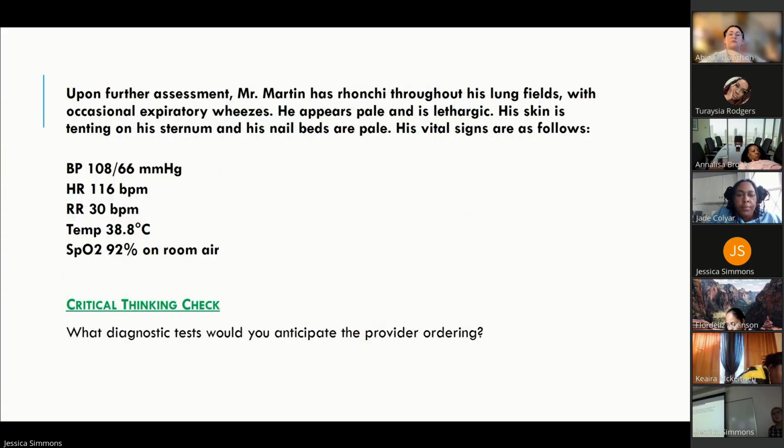Upon further assessment, Mr. Martin has rhonchi throughout his lung fields with occasional expiratory wheezes. He appears pale and is lethargic. His skin is tenting on his sternum and his nail beds are pale. His vital signs are as follows: 108/66, heart rate of 116, respiratory rate of 30, temperature 38.8, SpO2 is 92% on room air. What diagnostic test would you anticipate the provider ordering?